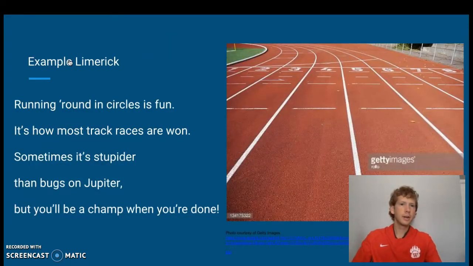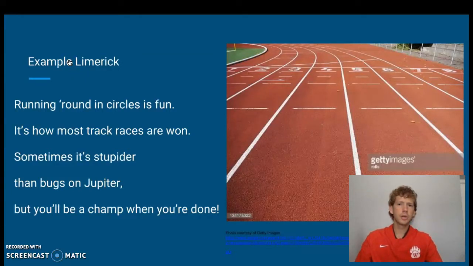So as you can see here, I included an example limerick for you. I'm not going to read it to you, but I want you to notice that lines 1, 2, and 5 have the same number of syllables. They all have 8 syllables. And then lines 3 and 4 also have the same number of syllables. Again, check the rhyme scheme. You'll see that lines 1, 2, and 5 rhyme: fun, one, and done. And then you'll see that lines 3 and 4 also rhyme: stupider and Jupiter. So this would be an example of a poem that meets the criteria.